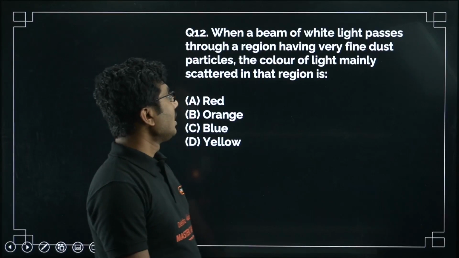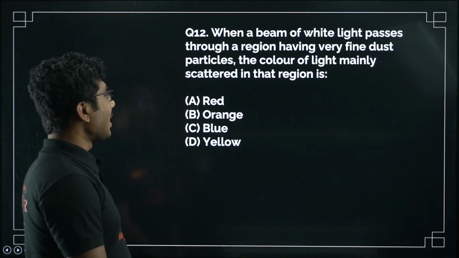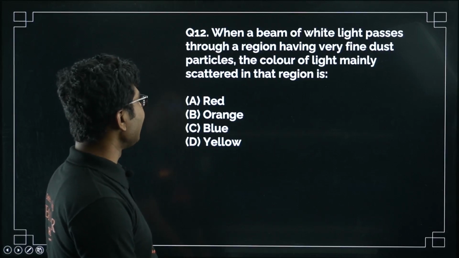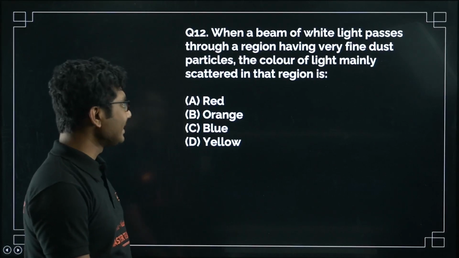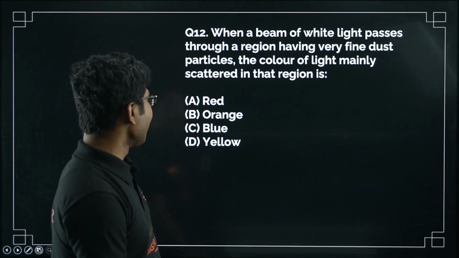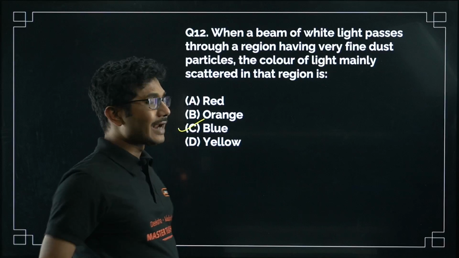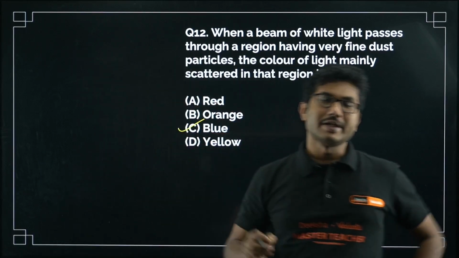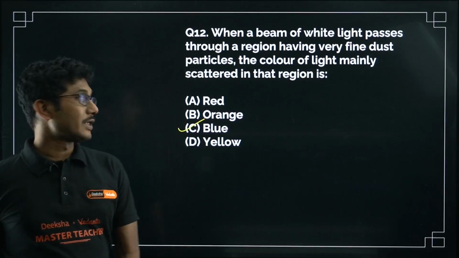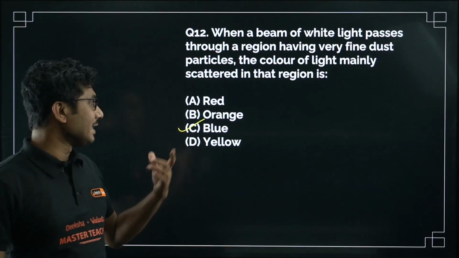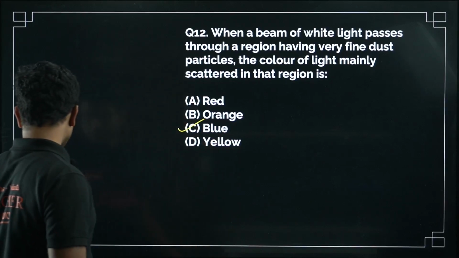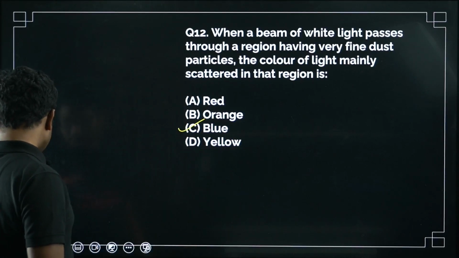Question number 12. When a beam of white light passes through a region having very fine dust particles, the color of the light mainly scattered in that region is? We know that blue light scatters the most, and if the particles are very fine, the scattered light is basically blue. Red light generally does not scatter too much, orange is very close to red, and yellow is in between. So the light which will definitely scatter is blue. Red and orange do not scatter too much.